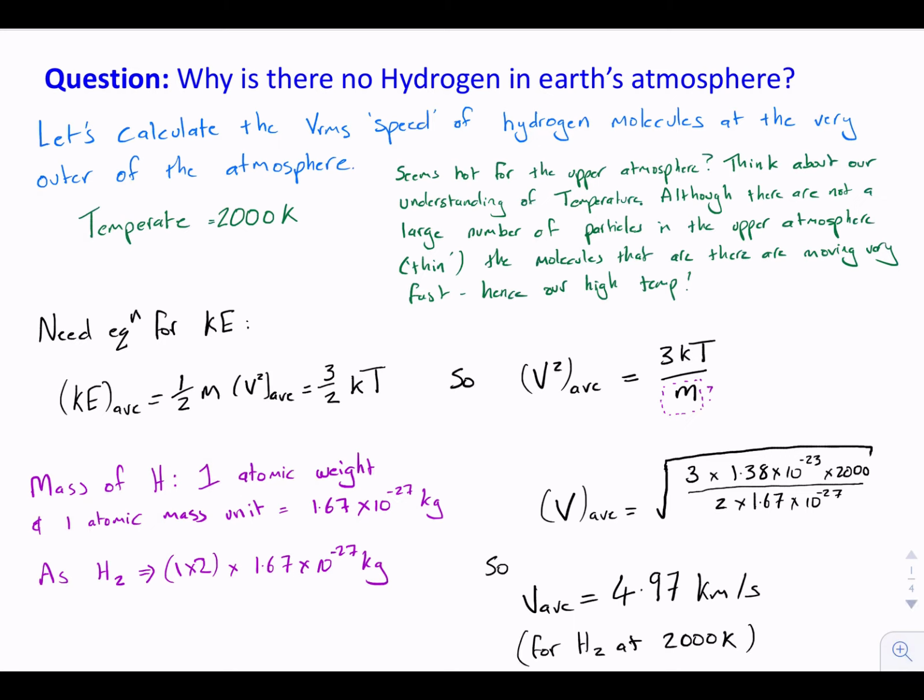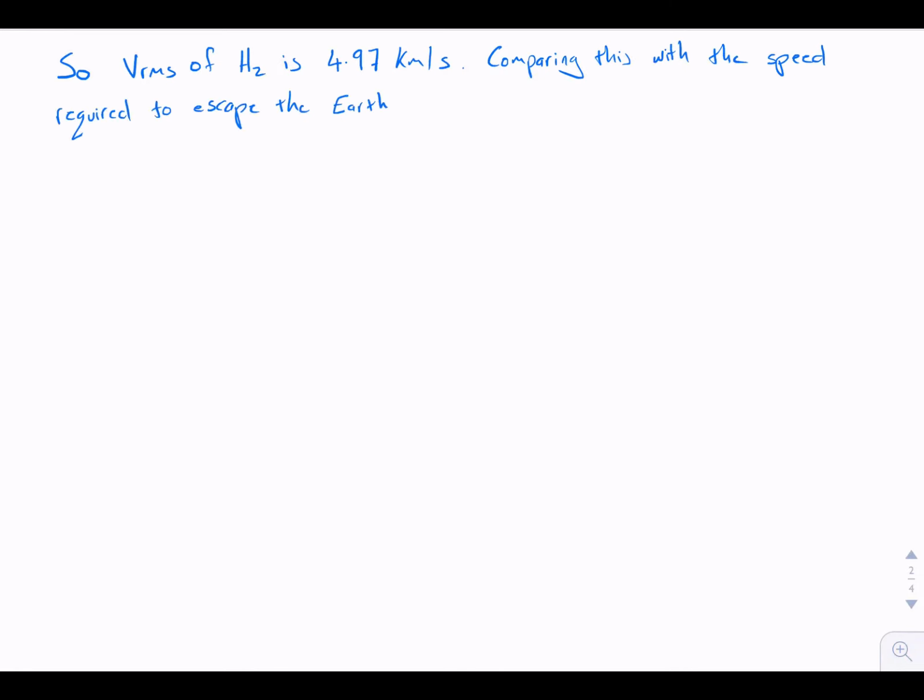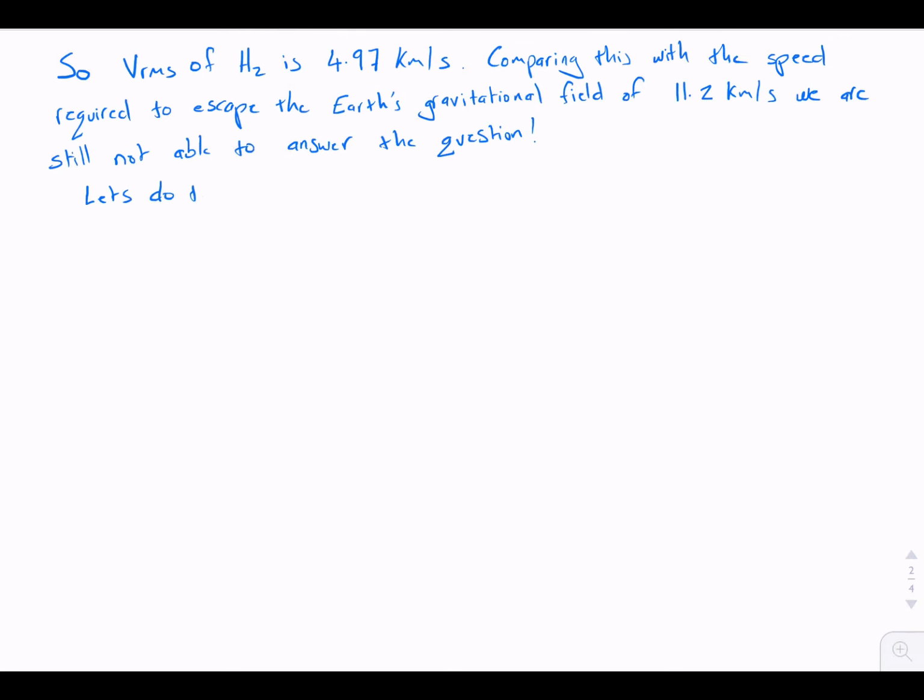So if the RMS value of hydrogen at 2000 Kelvin is 4.97, we can compare this with the speed required to escape the Earth's gravitational field of 11.2 kilometers per second. We are still not able to answer this question. Let's do the same calculation for oxygen, as we know we have plenty of oxygen here on Earth. Let's write down the equation.